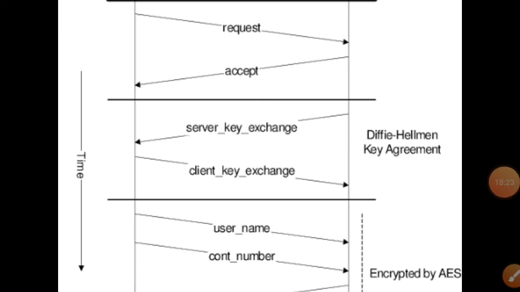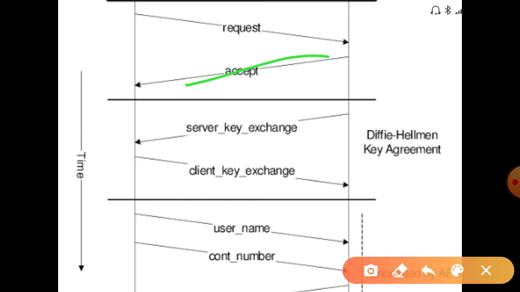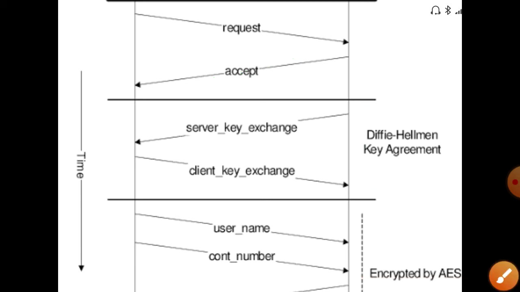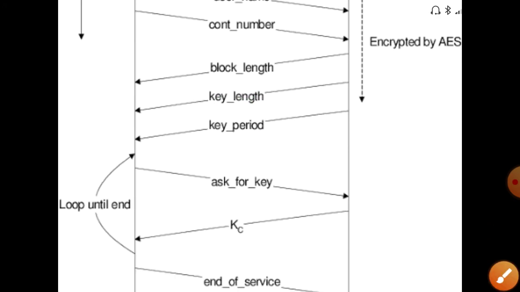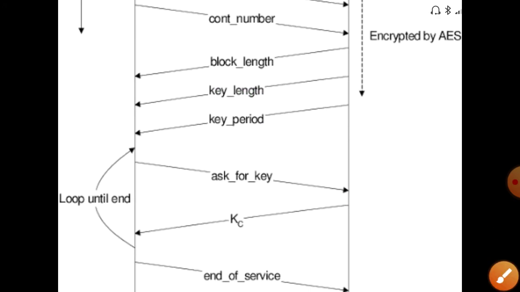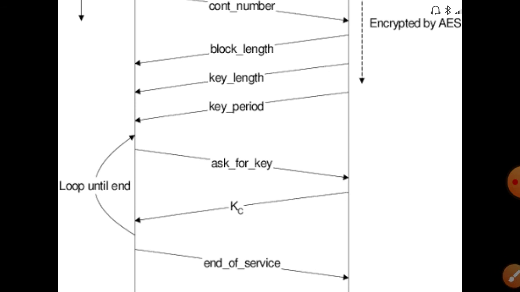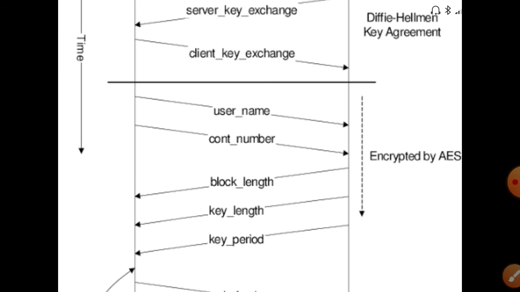Okay, so this one, the client is sending the request and the server is accepting the request, and then the server key exchange, and then the client key exchange. Okay, next, username and then the contact number. Then block length, key length, period, and then ask for a key, KC. This is done by the SSL handshake protocol. Okay, next we will see the next protocol.